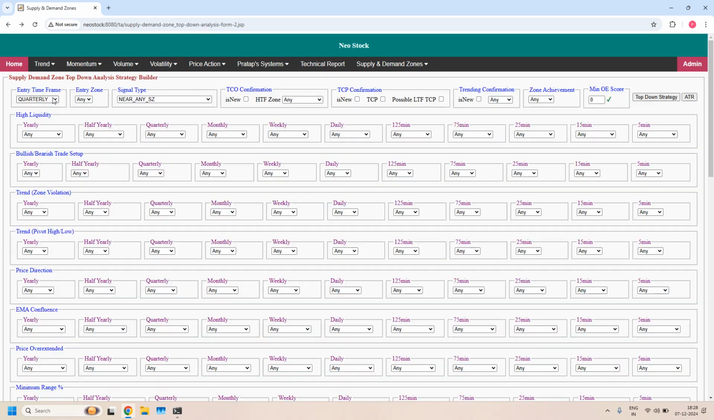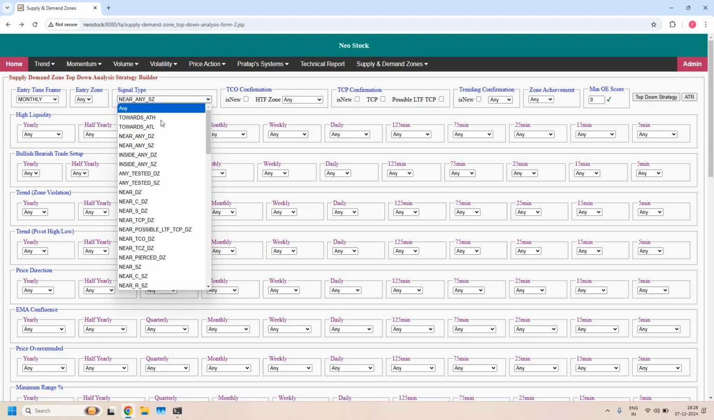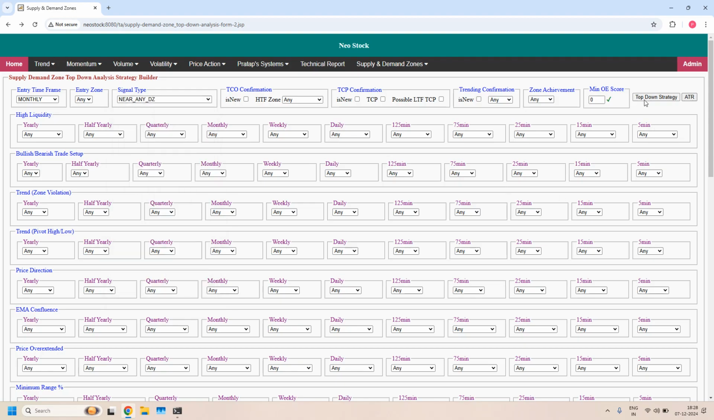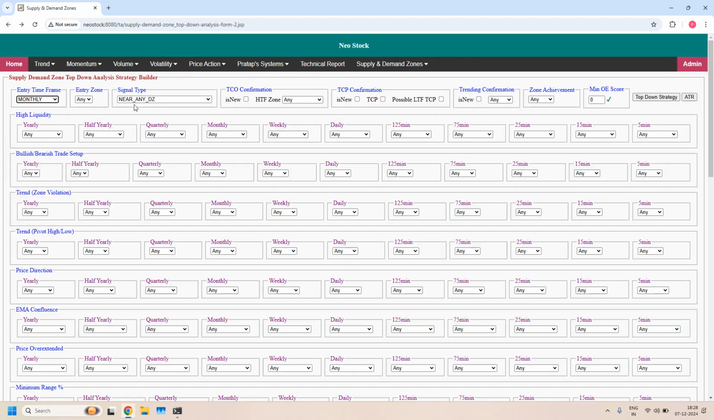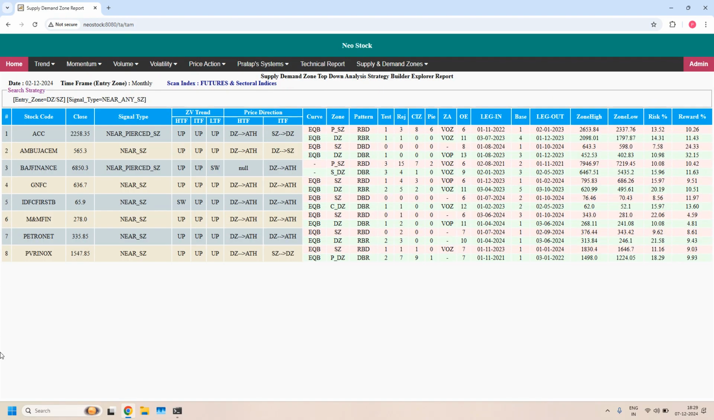Next time frame is monthly, stocks near monthly demand zone, 3 stocks are filtered. Next, monthly time frame, stocks near monthly supply zone, we got 8 stocks.